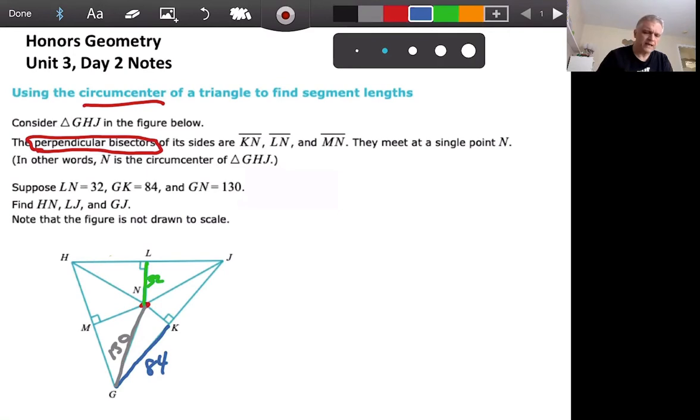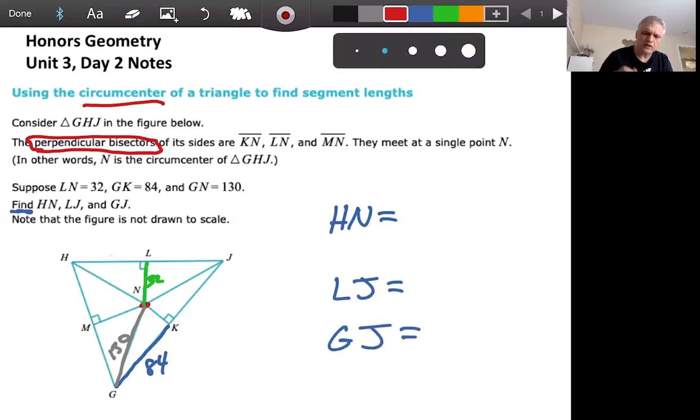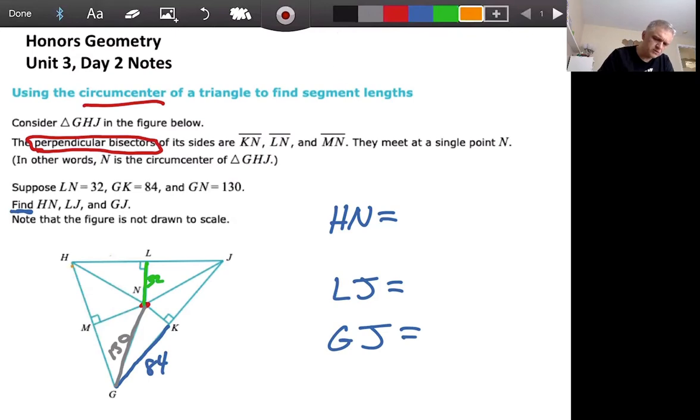All right, so now let's see, what do they want us to find? We want to find HN. We want to find LJ. We want to find GJ. Okay, so let's go down in order here. HN, well, HN is this fellow right here. All right, now how are we going to find that? Let's look at what they've given us. Okay, let's look at what they've given us and see what different things we can get from that.